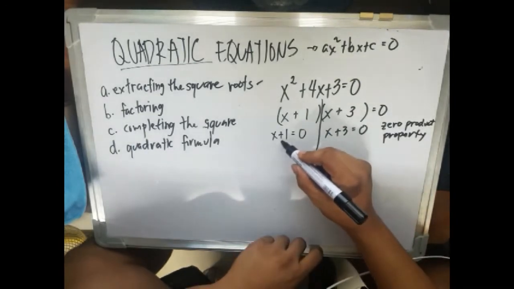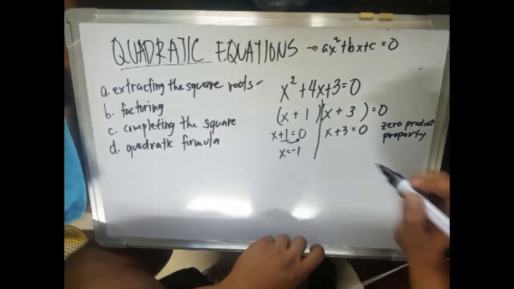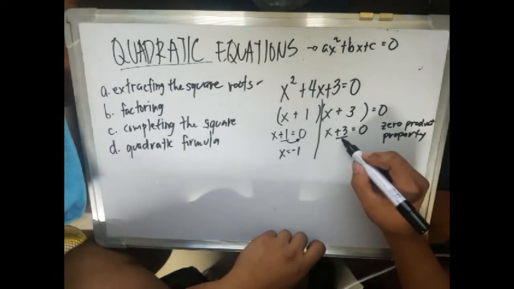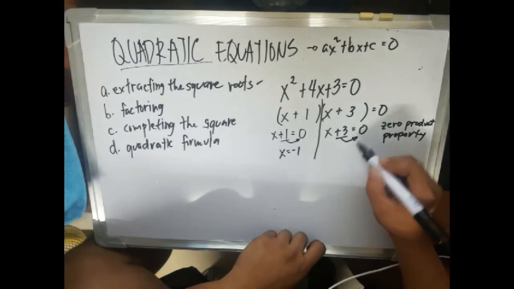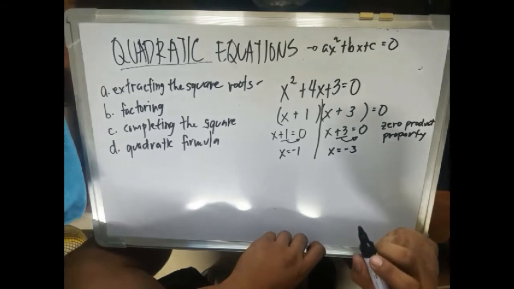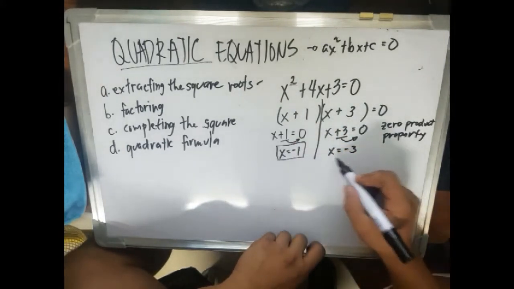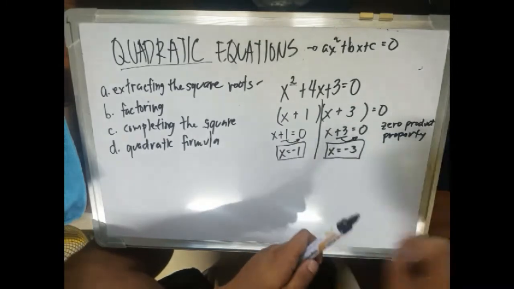Para makuha natin yung value ng x dito, lipat natin sa kabila si 1. So, x equals negative 1. Dito naman sa kabila, pag nilipat natin si positive 3, this will become negative 3. So, dalawa pa rin yung sagot natin. Dalawa yung sagot kasi squared. Okay? X equals negative 1.